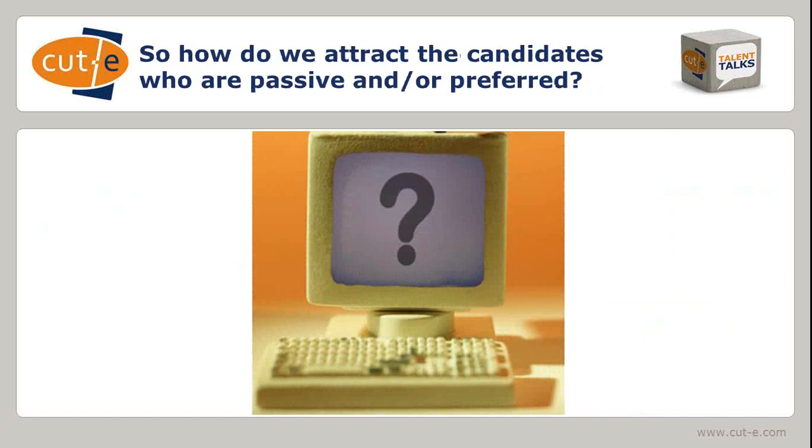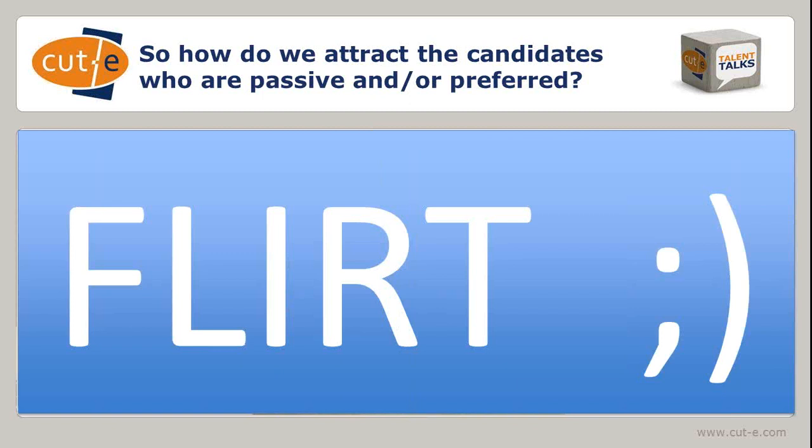So how do we attract the candidates who are passive, or the candidates who are just preferred? I mean, what do we do here? Well, you know, it's an age-old methodology, and you're going to chuckle probably when you hear it, but the bottom line is the best way to get people in is to flirt. I know. We're not allowed to talk about that sort of stuff in human resources.